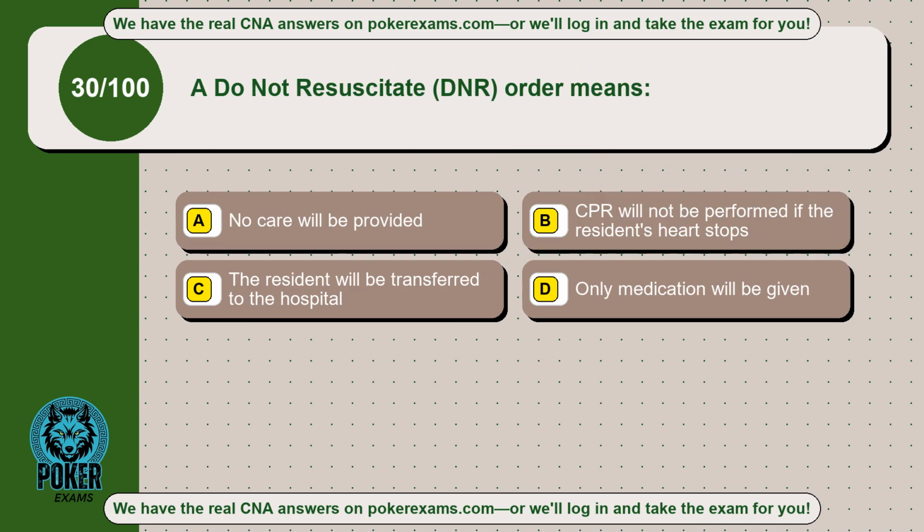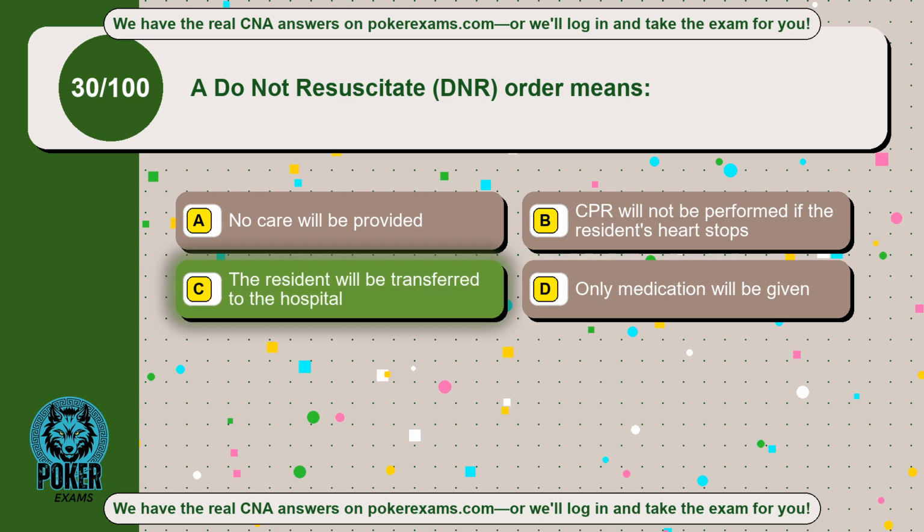Question 30. A do not resuscitate, DNR, order means: Option A, no care will be provided. Option B, CPR will not be performed if the resident's heart stops. Option C, the resident will be transferred to the hospital. Option D, only medication will be given.